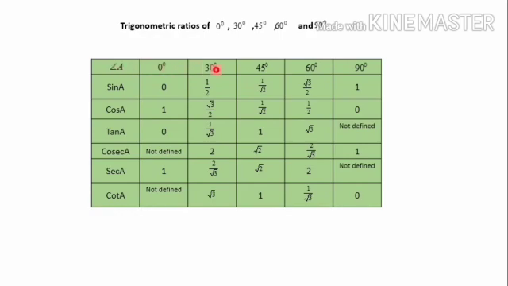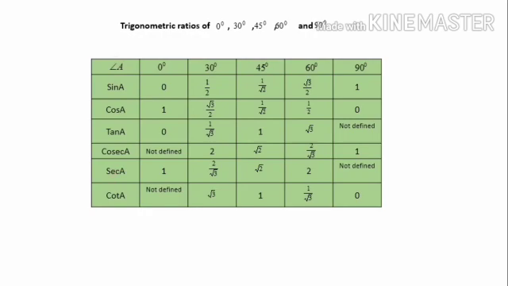First of all, the first row we have to write in a similar way, that is angle 0, 30, 45, 60 and 90, and the first column also the same, that is sin A, cos A, tan A, cosec A, sec A and cot A. So there is not much difficulty to write this first row and first column as it is.